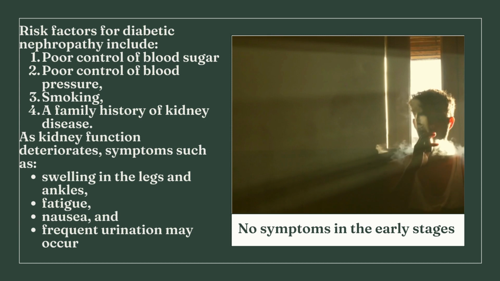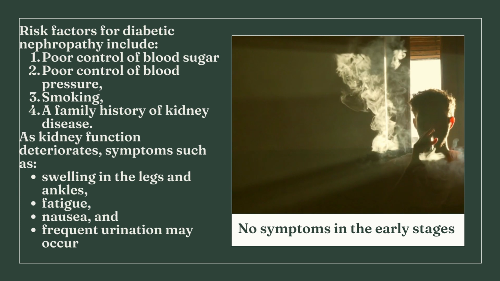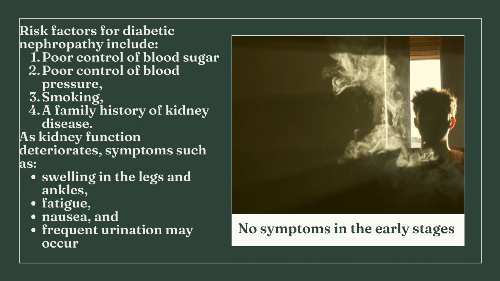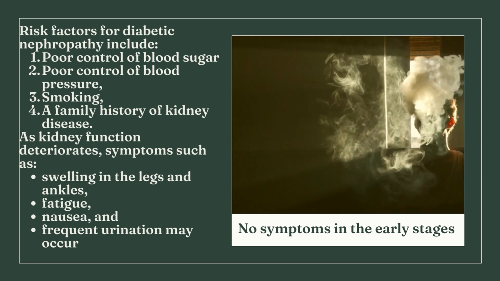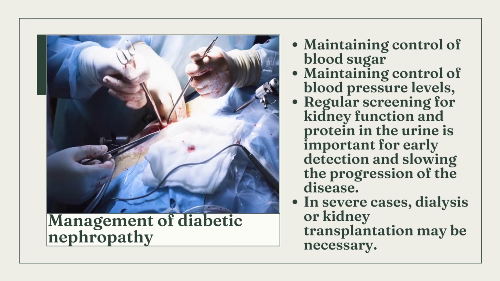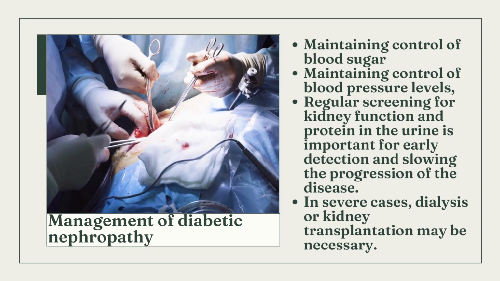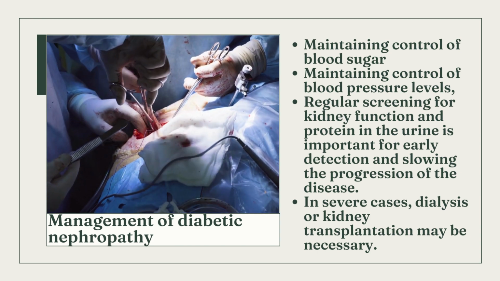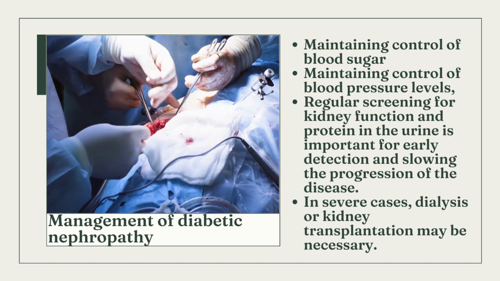Risk factors for diabetic nephropathy include poor control of blood sugar and blood pressure, smoking, and a family history of kidney disease. The condition often has no symptoms in the early stages, but as kidney function deteriorates, symptoms such as swelling in the legs and ankles, fatigue, nausea, and frequent urination may occur. Management of diabetic nephropathy focuses on maintaining control of blood sugar and blood pressure levels, often with the use of medications. Regular screening for kidney function and protein in the urine is important for early detection and slowing the progression of the disease. In severe cases, dialysis or kidney transplantation may be necessary.